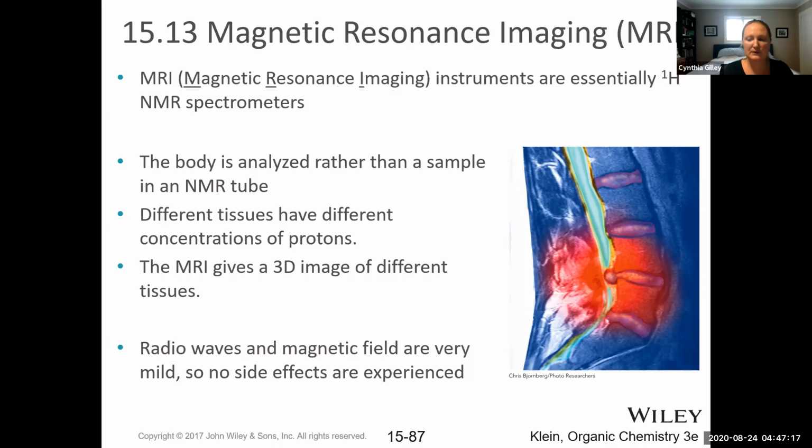So different tissues have different concentrations of protons, and the image is basically like a color-coded image where you can see different tissues and things like that. And so this is a picture of, I think, like a disc hemorrhaging in the spinal cord, or I don't know. I'm not a medical doctor, but I'm pretty sure that's what it is. So kind of interesting to note that maybe you didn't know what NMR was before this, but maybe you've actually had an NMR taken of your body.